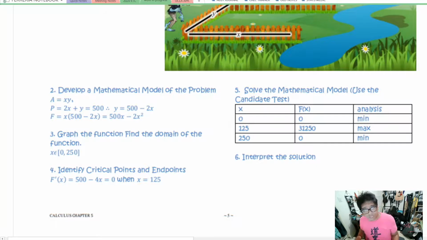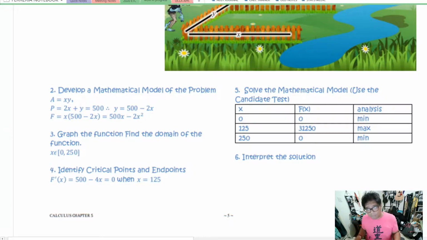Here's our chart. When x equals 0, f of x is equal to 0. That's our minimum. When x equals 250, f of x is equal to 0. That's our minimum as well. And when x equals 125, we get 31,250, and that's our maximum.